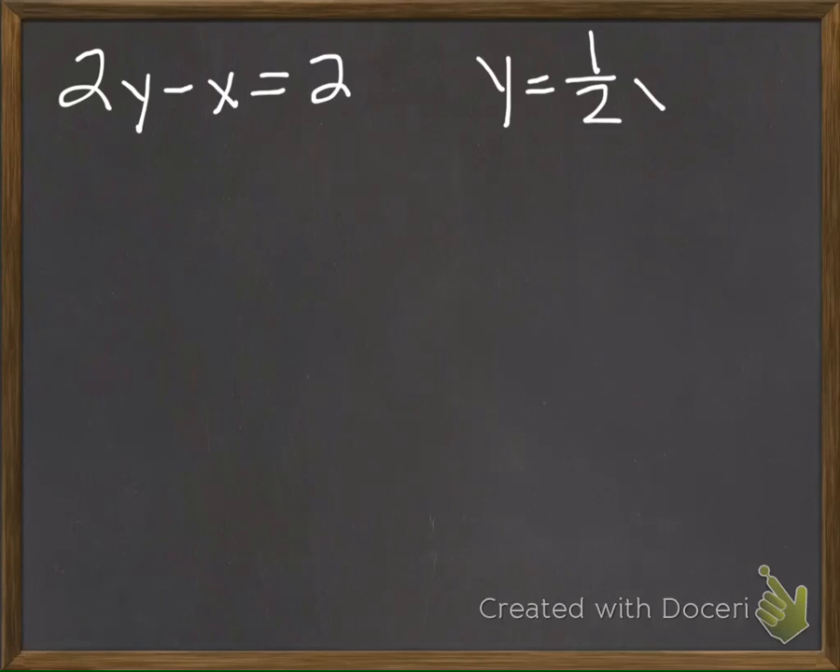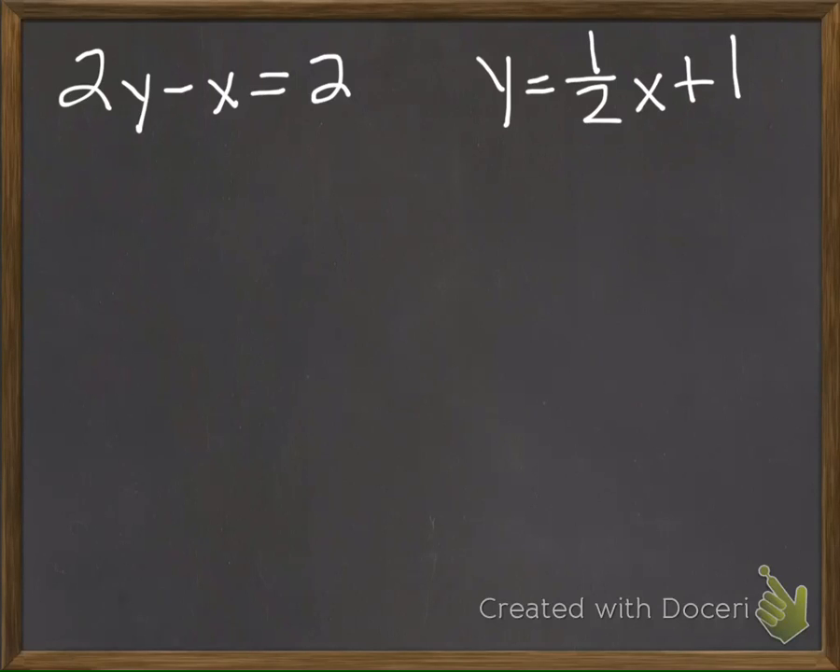All right, so we are looking at page 366, problem 3, letter A. You have two different equations that you are going to find the solution of, and you are going to graph them to see where your lines lie, to see if there is one solution, infinite solutions, or no solutions, okay? The two equations are 2y minus x equals 2, and then the second one is y equals 1/2 x plus 1.